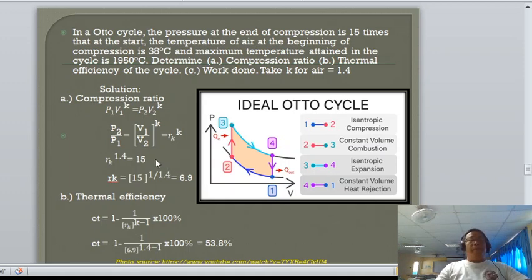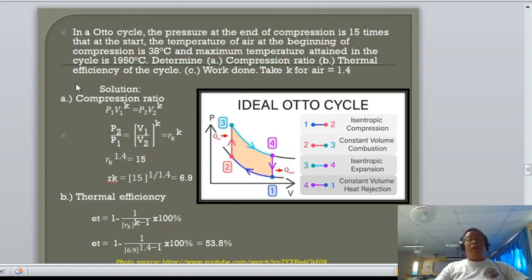Okay. So, let us now proceed to the example so that we can apply all those formulas. Let us now consider this problem. In an Otto cycle, the pressure at the end of compression is 15 times that at the start. The temperature of air at the beginning of compression is 38 degrees Celsius, and the maximum temperature attained in the cycle is 1950 degrees Celsius. Determine the compression ratio, the thermal efficiency of the cycle, and the work done. Let us take the isentropic constant for cold air as 1.4.